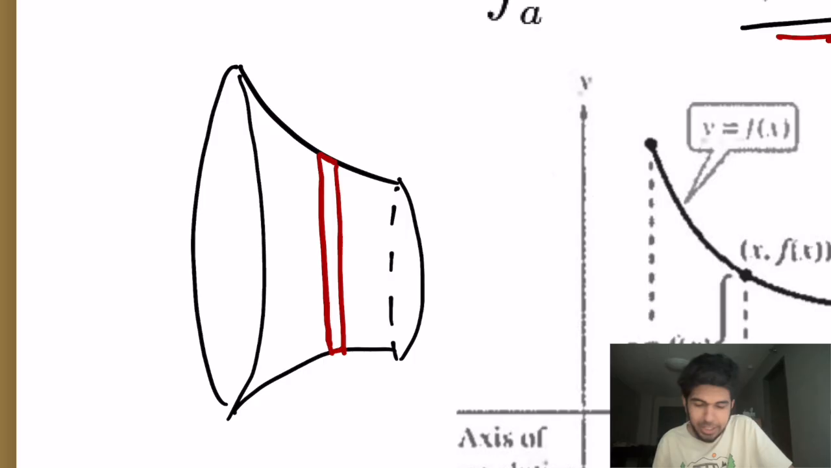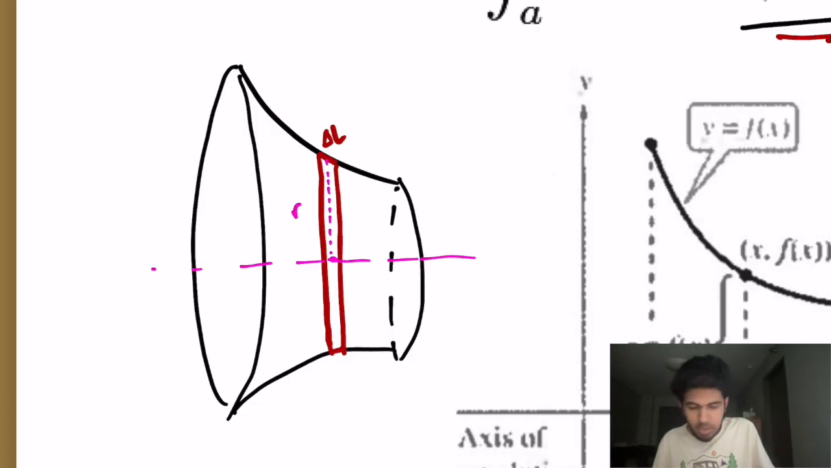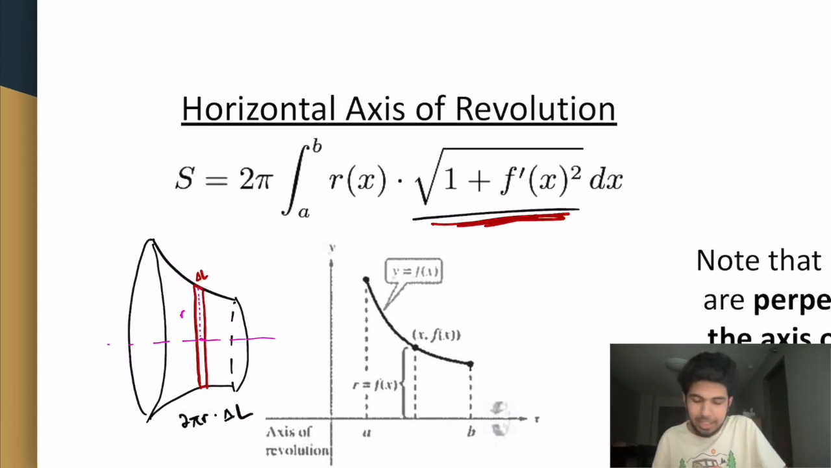So if we call the length of that little slant delta L, and suppose we're also given the middle line here, going to the center where this is the axis of rotation, and if that length is r, then we can compute the lateral surface area of this frustum by using 2 pi r times delta L. And you can imagine we'll try to make that delta L really, really small, and for that, delta L is arc length, so that's how we plug in our formula for arc length there.